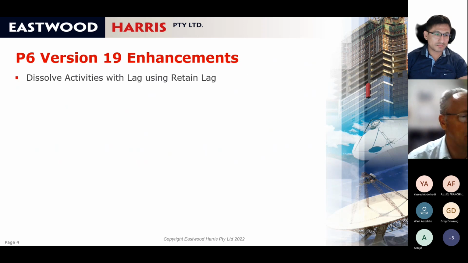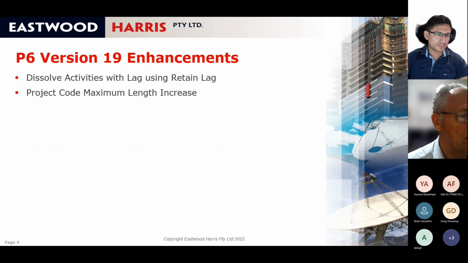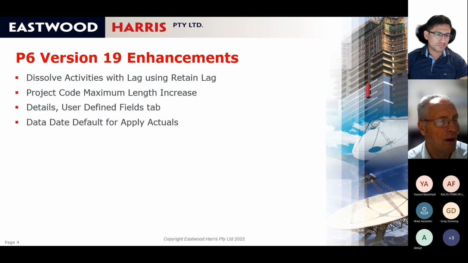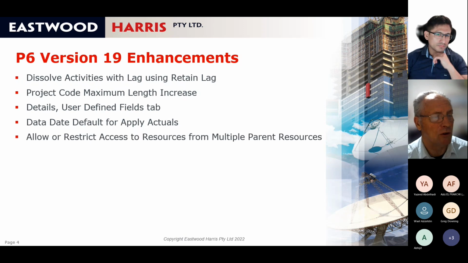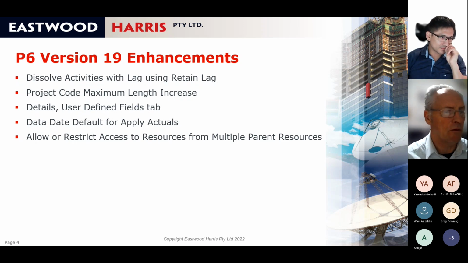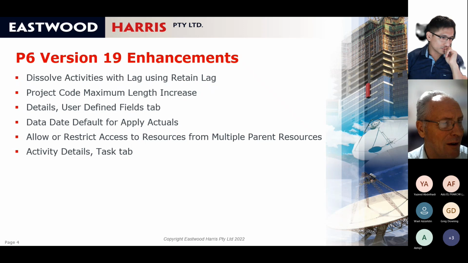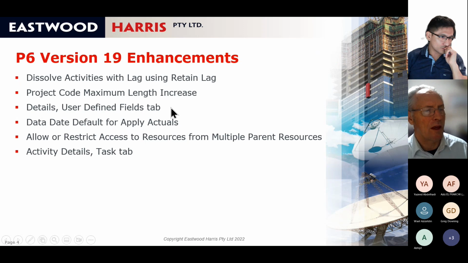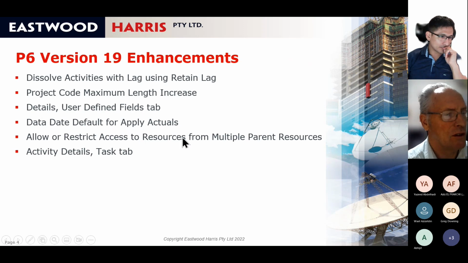So let's list the version 19 enhancements. They've got dissolve activities with lag and using retain lag. They've increased the project code list. They've got user-defined field tabs. They've got a data date default change for applied actuals. There is allow or restrict access to users to multiple resource nodes rather than just one resource node. They've got activity detailed task tab, and I'll talk about that. So these are the main updates in version 19.